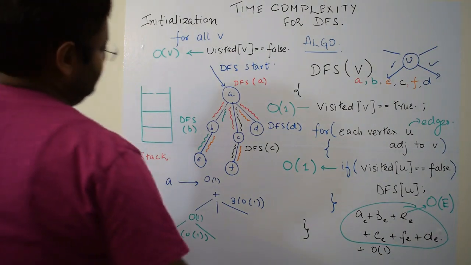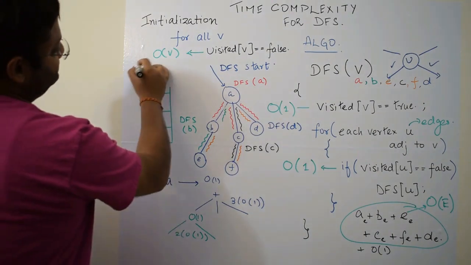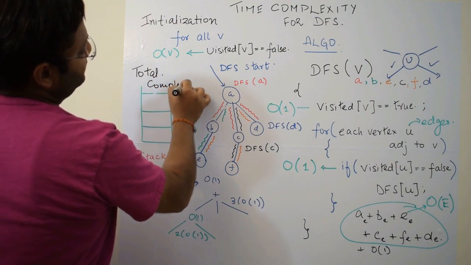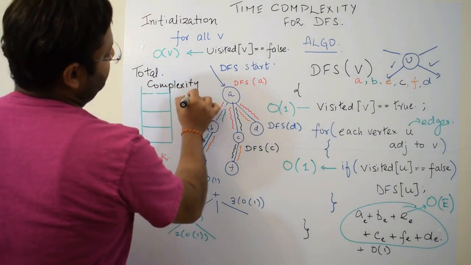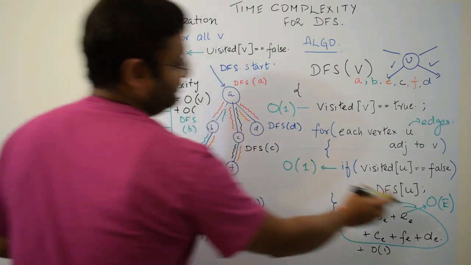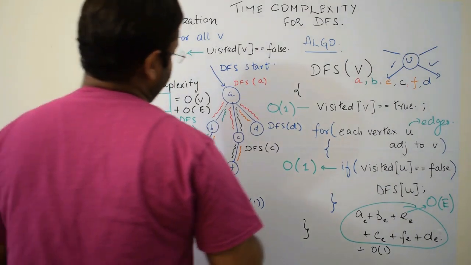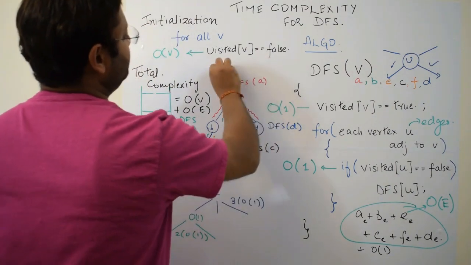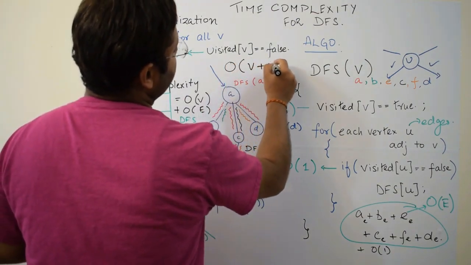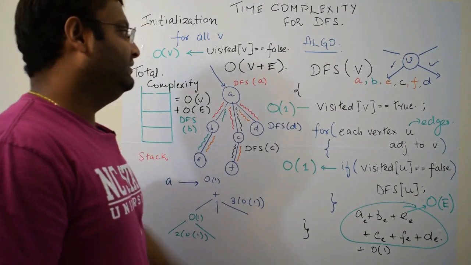So what will be the total complexity here? If I write the total complexity, it will be order of V plus order of E. So I can also write this as nothing but order of V plus E. So this is your answer. So for the DFS, the time complexity is V plus E.